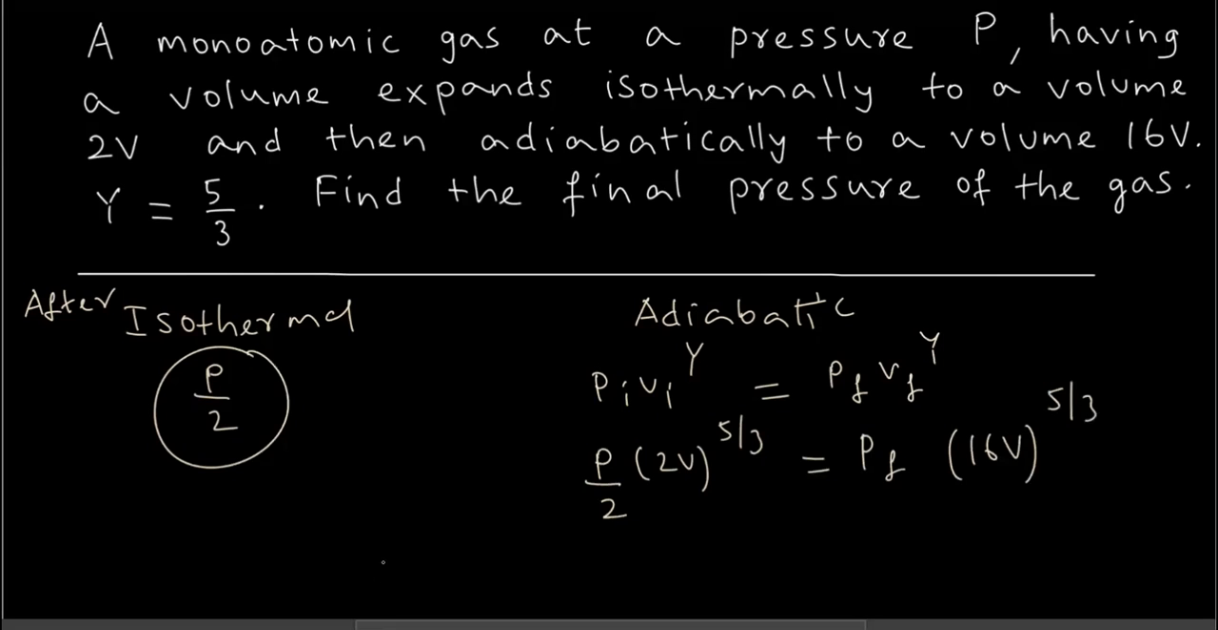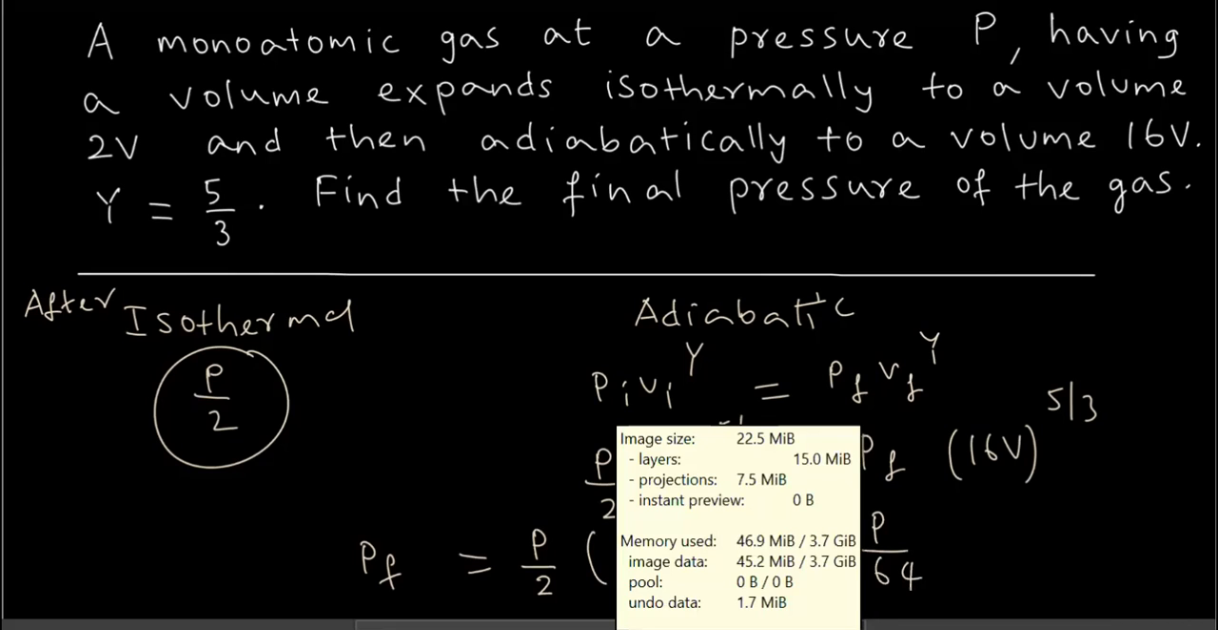You're okay? Then I think P final would be P by 2 into, so this becomes 1 by 8 raised to 5 by 3. Now this would be 2 to the power 5. So P by 64. P by 64. Are you okay?